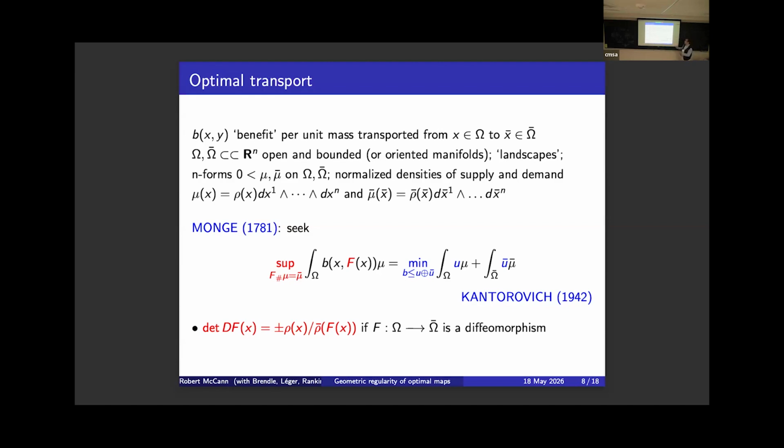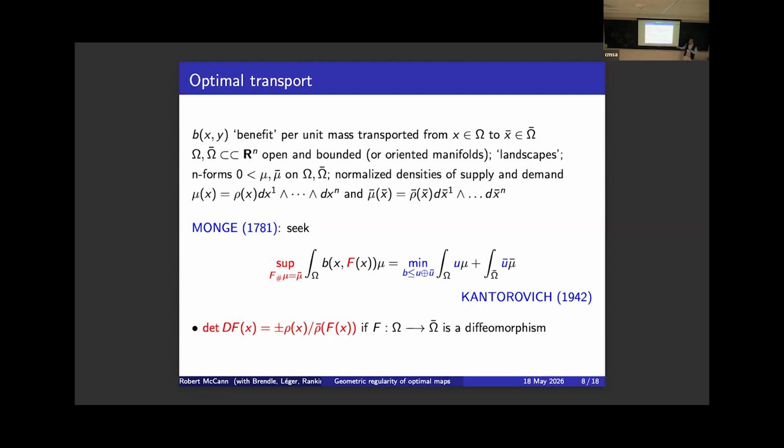And on the economic interpretation of u and u bar: on the one hand, I could try to say who goes where to achieve this maximum. And on the other hand, I could try to infer values. What is the value of stuff being produced at x, and what is the value of stuff being consumed at x bar? And then this inequality here says the value of production at x plus consumption at x bar should dominate the benefit. Otherwise, there's sort of an arbitrage opportunity.